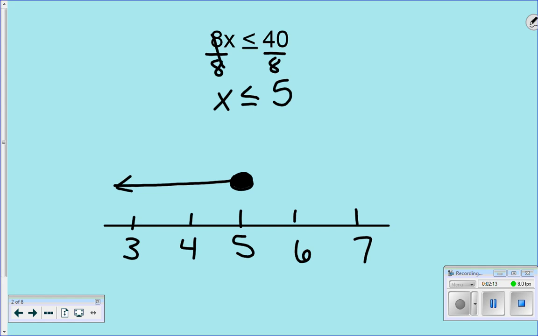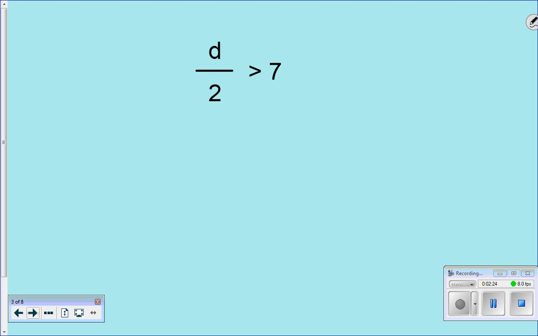So let's pick 2, and let's put 2 back in here. 8 times 2 is 16. Is 16 less than 40? Yes, so we know we're right. Okay, not too difficult, right? Same thing we did yesterday. Let's try this one. This one's a little different.